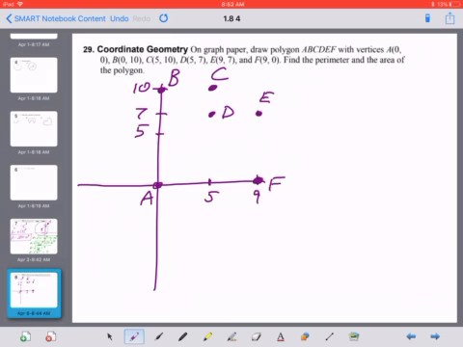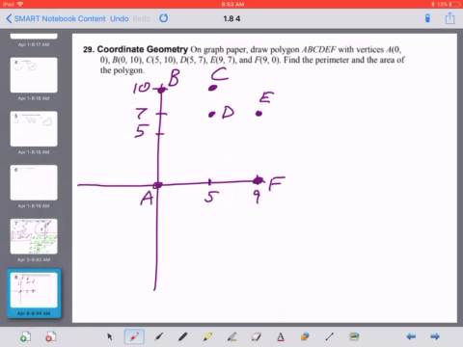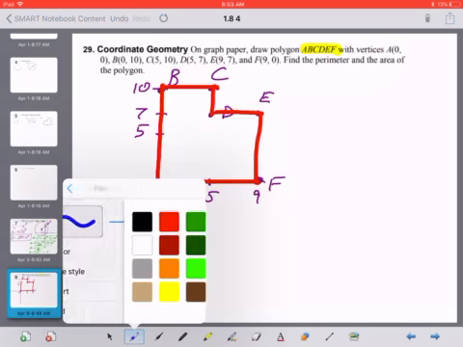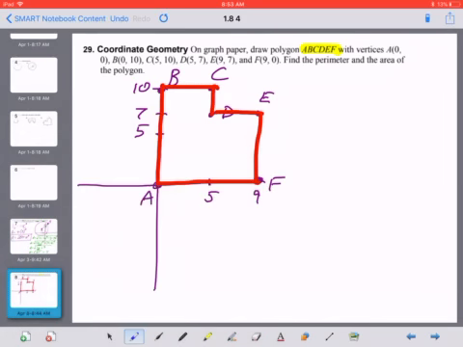All I need to do now is connect all of that. So let me switch colors on you right here, and we'll make this a little thicker too, and let's go ahead and connect it. Going in order, guys, the name of the polygon is A, B, C, D, E, F. So we start at A and we go to B, B to C, C to D, D to E, E to F, and the important thing is that we go from F all the way back to A. So we got this goofy little shape that looks something like this. And let's see what we can do right now to figure out the perimeter and the area of that figure.